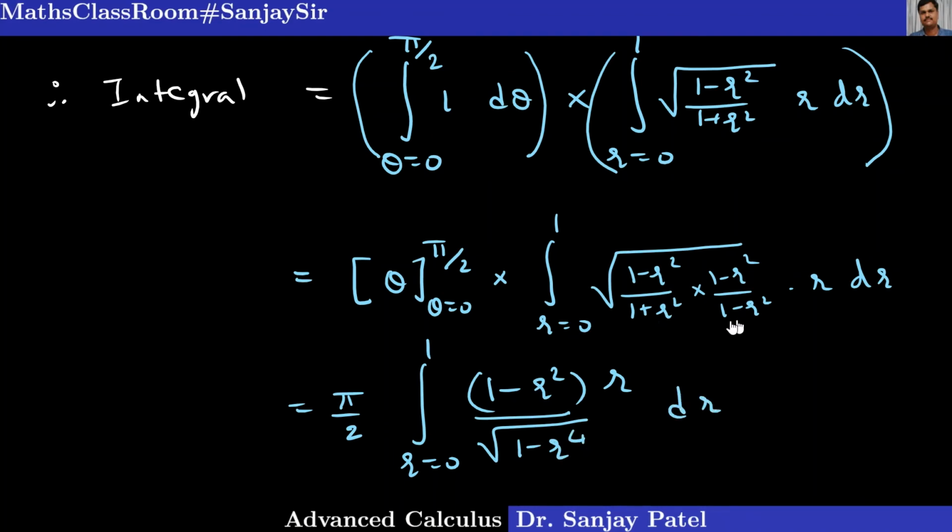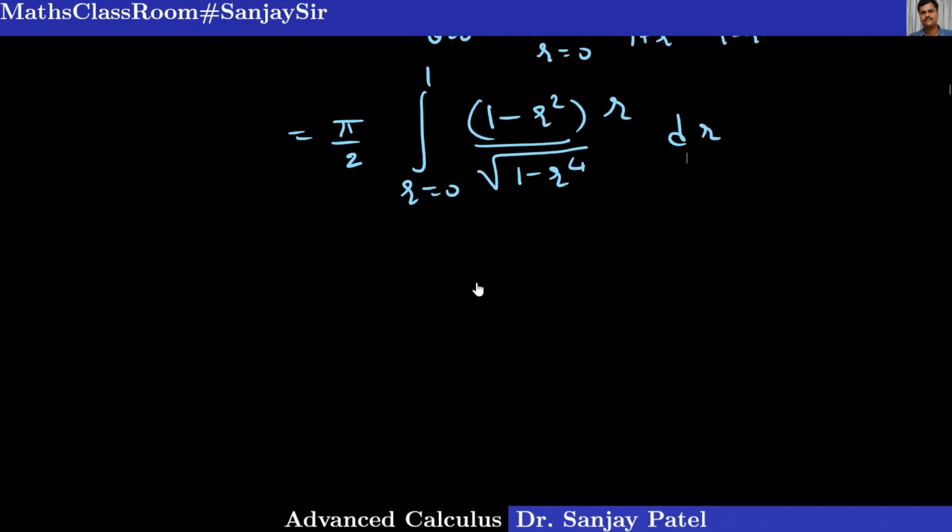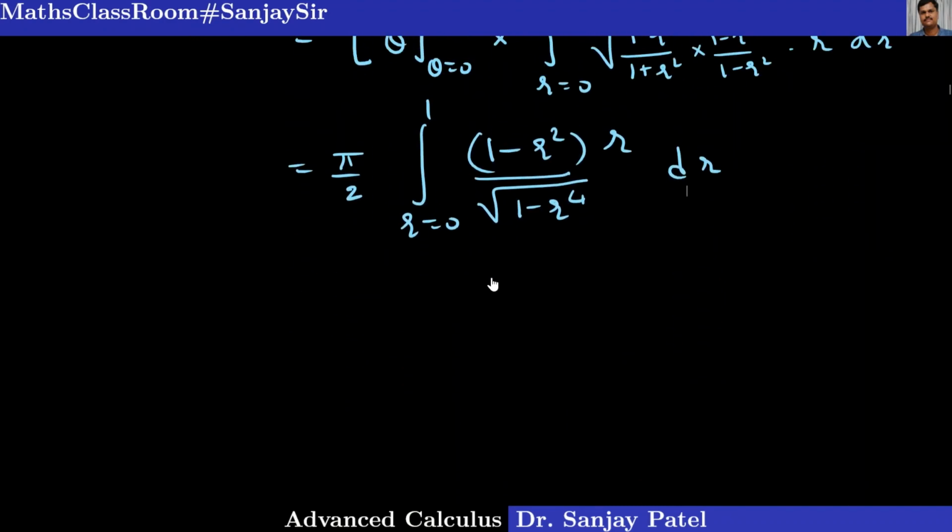This is a plus b, a minus b. So it is a square minus b square. Now let us integrate this. I think this can be done easily. So this is equal to pi by 2 integral r is equal to 0 to 1. Let us multiply this r and we get r minus r cube.